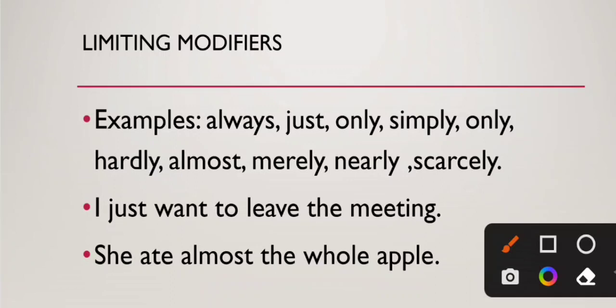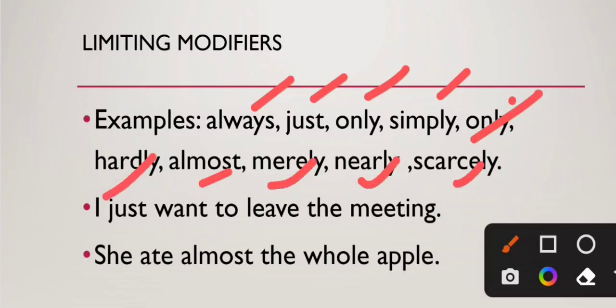Limiting modifiers. Limiting modifiers are always, just, only, simply, hardly, almost, merely, nearly, scarcely. They limit the meaning of the word which they modify. I just want to leave the meeting. So we have used here just. She ate almost the whole apple. How much of the apple did she eat? Almost the whole. Okay. So almost is also an adverb.